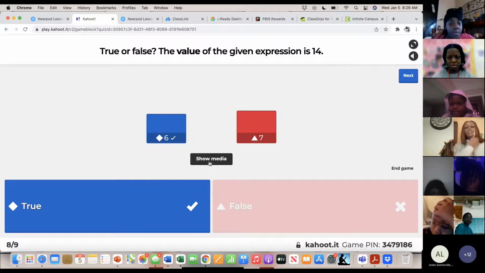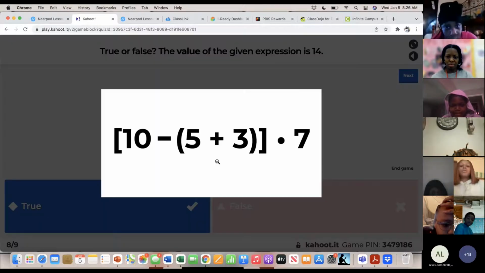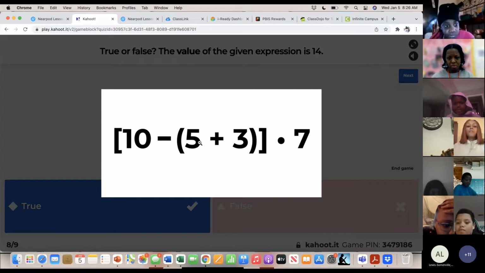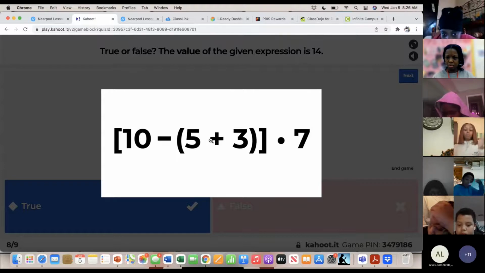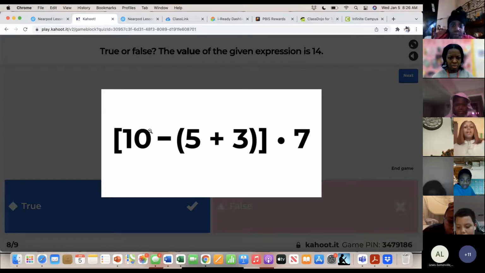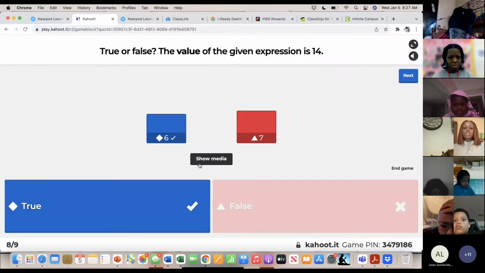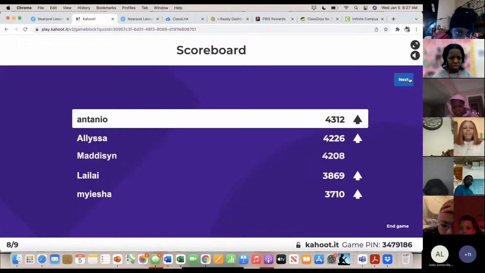True. I got most of y'all saying false. So we're going to have to do a deep dive to review order of operations. So first, 5 plus, you will solve inside the parentheses, because those grouping symbols are inside of another grouping symbol. So you will solve 5 plus 3 first, which equals 8. And then you will solve 10 take away 8, which is 2. And then, of course, that dot means multiply. So 2 times 7 is 14. So that's why it is true. We got some practice to do.